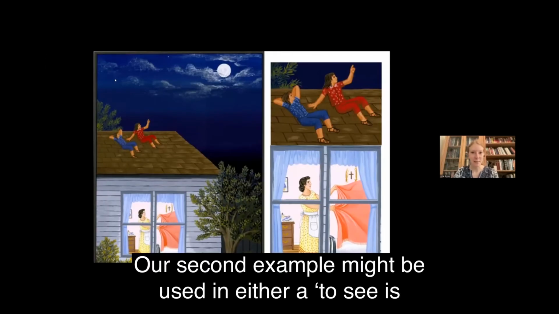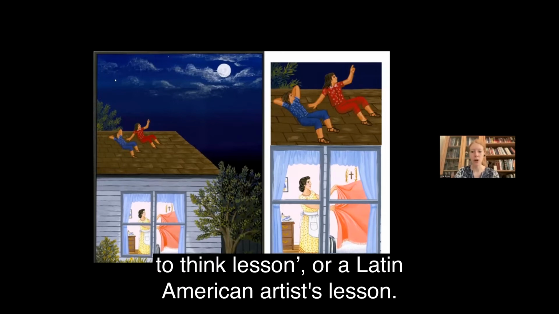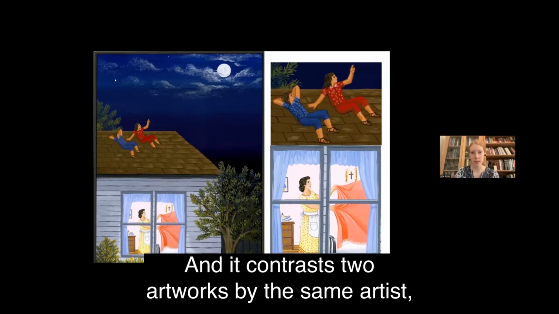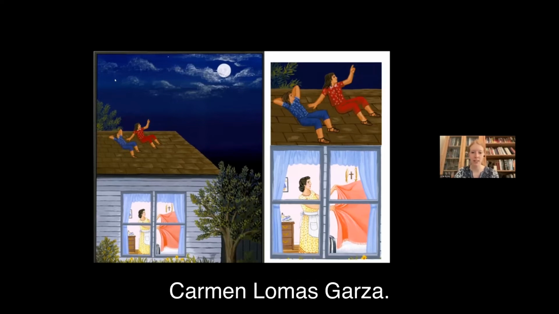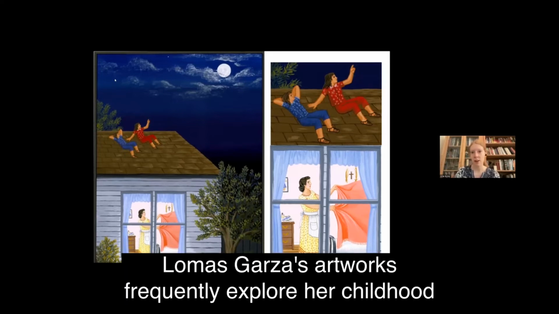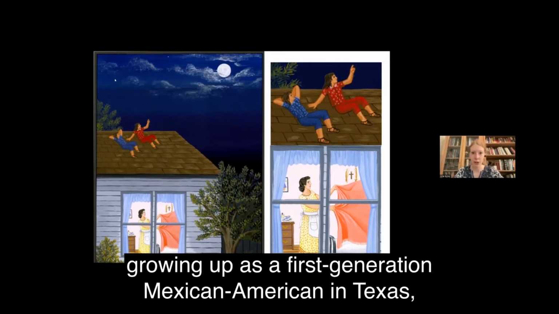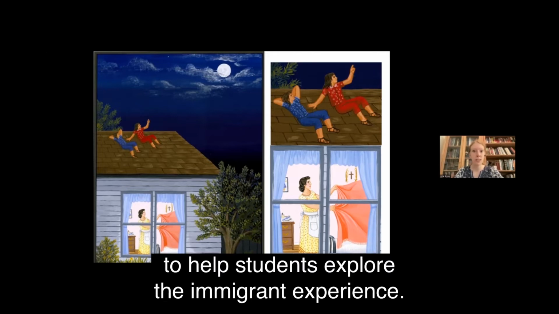Our second example might be used in either a To See Is to Think lesson or a Latin American artist's lesson. And it contrasts 2 artworks by the same artist, Carmen Lomas Garza. Lomas Garza's artworks frequently explore her childhood growing up as a first-generation Mexican American in Texas. And so these artworks can be used to help students explore the immigrant experience.